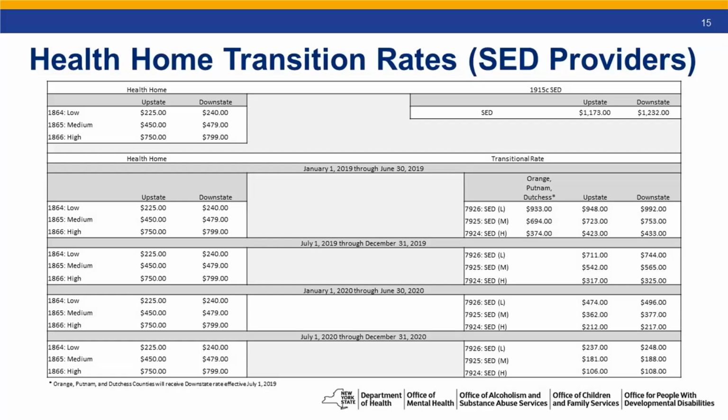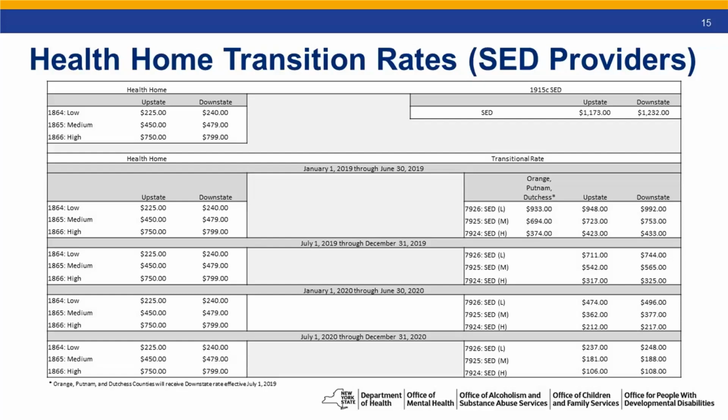down from there. So the way this chart works is you'll see on the top right-hand side, and the top one is SED, and the bottom one, slide 15, is SED, and slide 16 is B2H. They're set up identical. On the top right-hand side, you'll see what is currently being paid in SED's waiver, 1915C waiver, for upstate and for downstate. And you'll see what the current health home rates are in that same box for high, medium, and low for upstate and for downstate. So then the January 1, 2019, if you're coming down the chart, those health home rates are identical to what's above them, but the transition rates are what you need to get you to what the rates above it are that are currently in the 1915C.